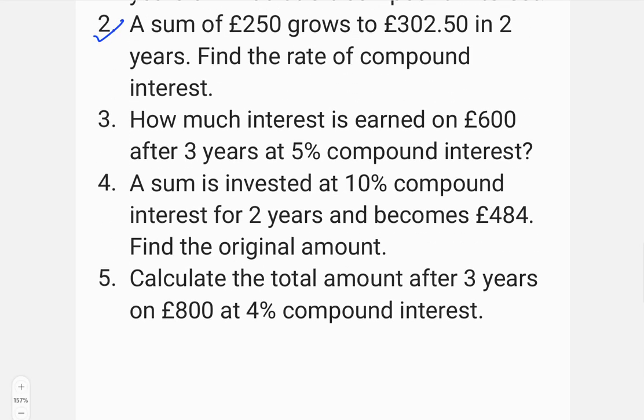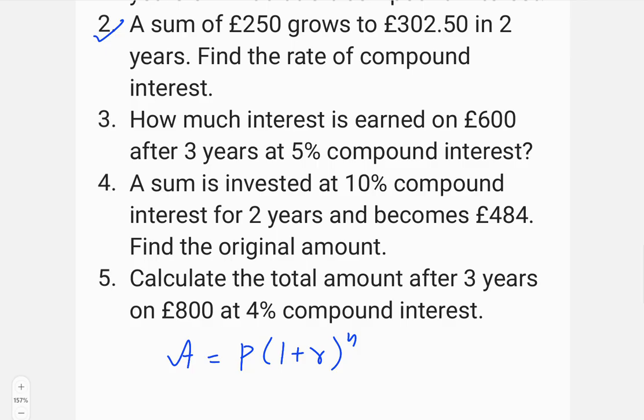So basically, the sum grows into this. 250 grows into this. They have given us three things: 250, this amount, and in 2 years. This must be the time. And we have to work out the rate. Now, can you tell me what is this 250 and what is this 302? The 250 is the principal. Yes.